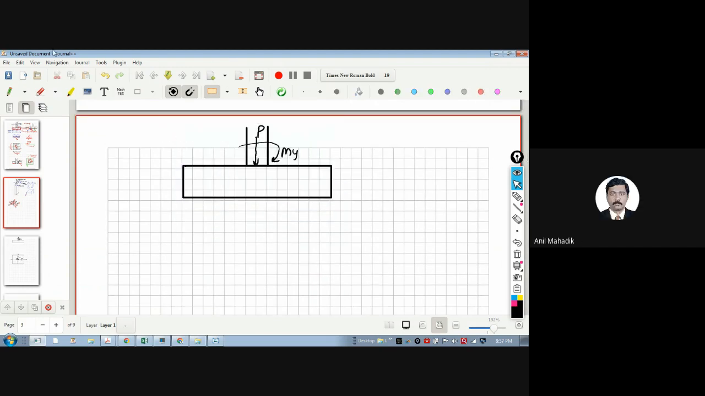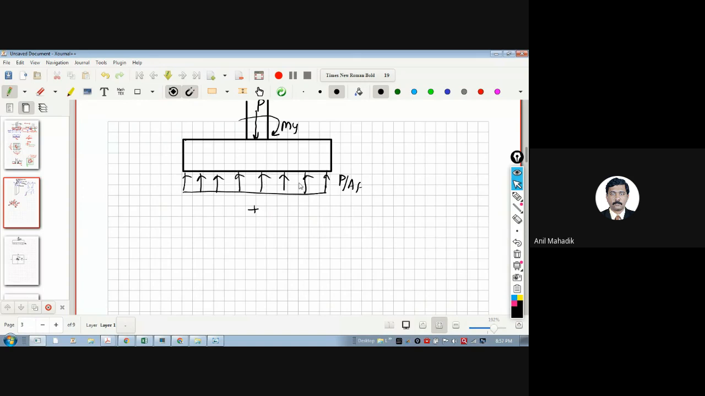So all of you know that due to this axial load, there will be pressure, upward pressure, that is P by A. Yes, which is uniform. This value is nothing but P upon area of footing, which is a uniform pressure, upward pressure. What will happen due to this bending moment? Plus there will be additional pressure or additional stress. So this is your axial stress, we can say axial stress or pressure, whatever you want.